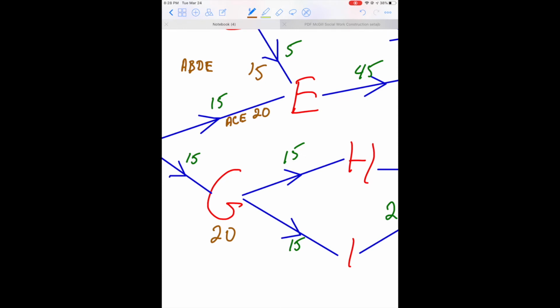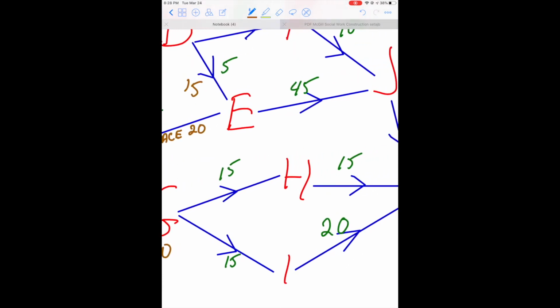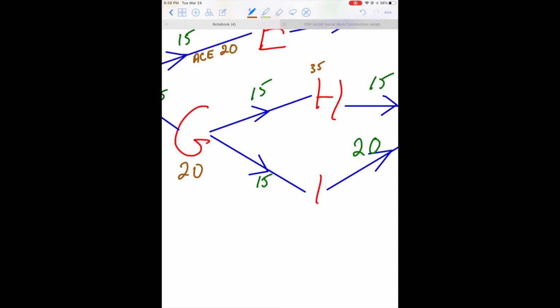The next thing is H. It took us 20 to get to G. It takes us 15 more. That's 35 to get to here. Then to get to the K, let's go to the I here. I could do 20 and 15 again, which is still 35.